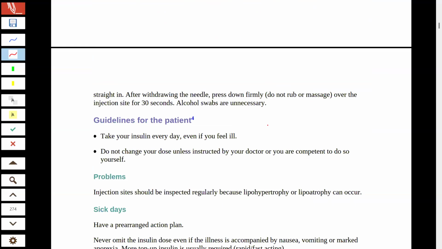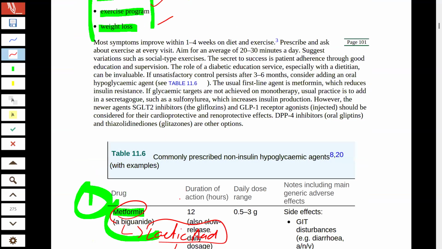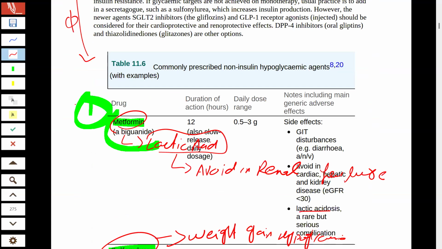So move to next, type 2. Type 2, as I discussed, always for 1 and 2, the first line is lifestyle modification: diet, exercise program, weight loss program. If this is ineffective, then you will add metformin. And according to the patient's comorbidities, you have to choose the drugs. For example, metformin can lead to lactic acidosis. So avoid this drug in renal failure patients, because it will have a worse effect on the kidney.